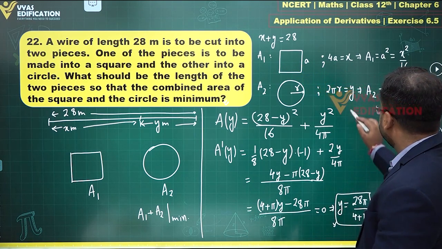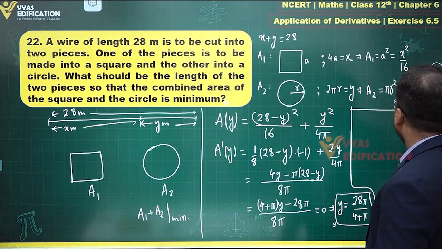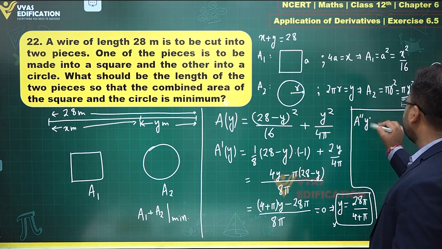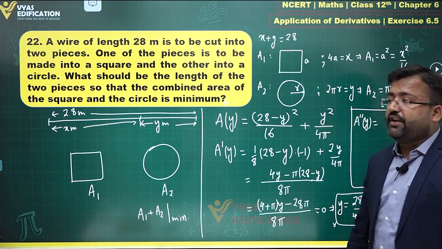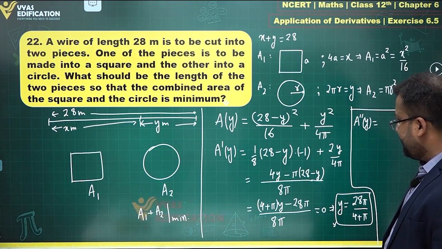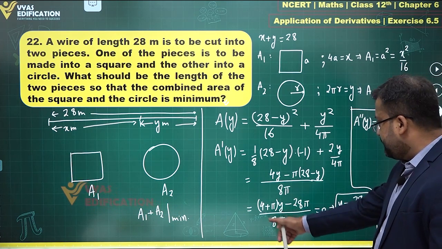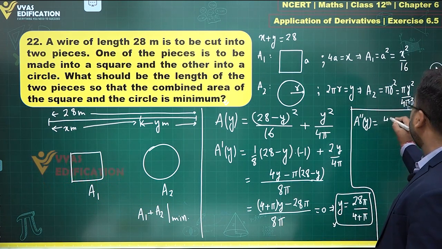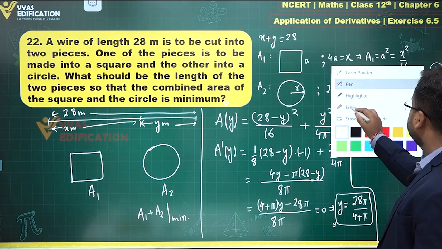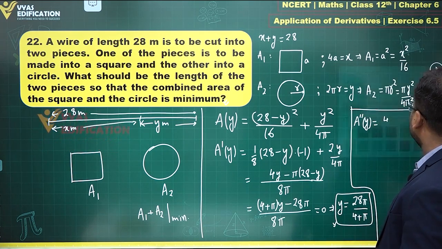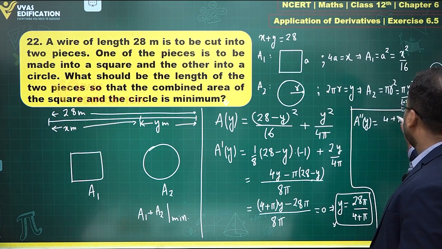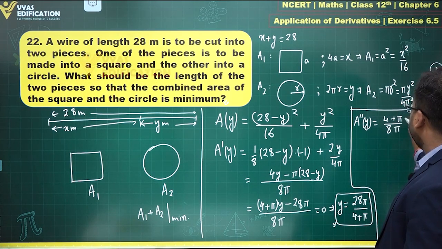Yes, y double prime, that's a double derivative. Oh, we are using the second derivative. Yeah, this is probably the first time we are using the second derivative over here. And this here is (4 plus pi) upon 8 pi, and which is greater than 0.